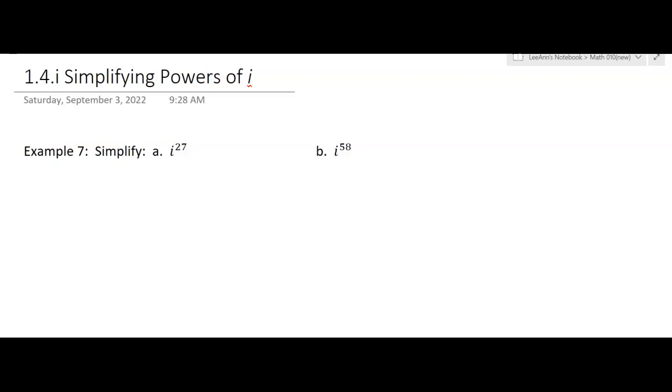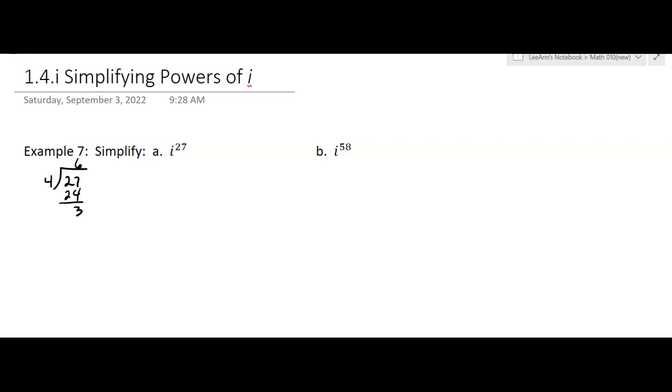Okay, so i to the 27th. How many times does 4 go into 27? Because every group of 4 is just going to be 1. So 4 goes into 27, 6 times, it's 24, and the remainder is 3. Okay. So that last problem in the last video, I just made that one up.